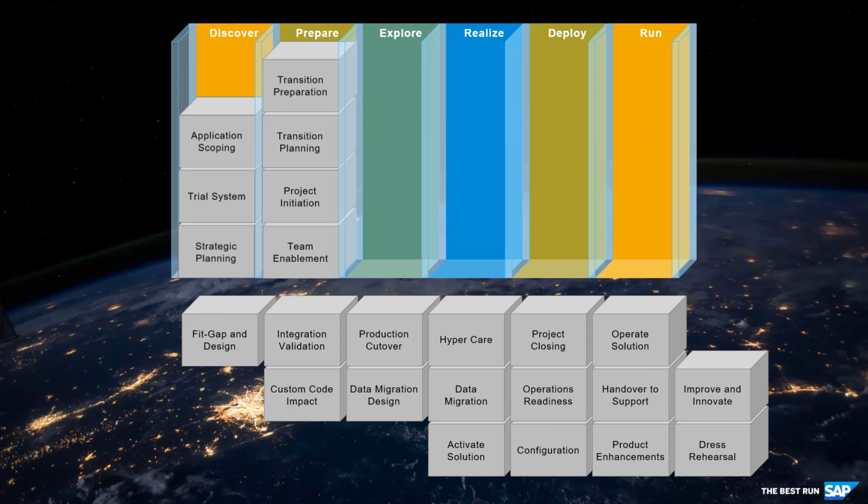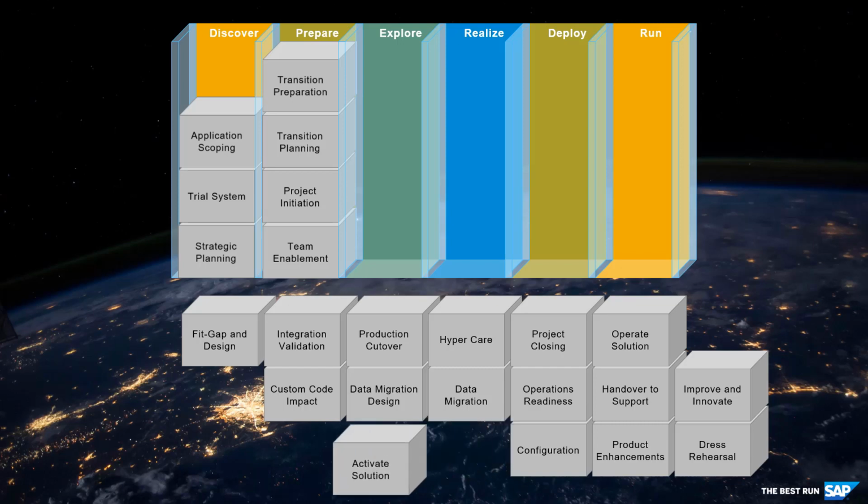When the quality gate is passed, transition preparation has ended and a first project plan is available, the explore phase will be kicked off. The purpose of the activity Activate Solution is to ensure that a functional system is available to be used for demonstration and visualization purposes during the coming FitGap sessions.